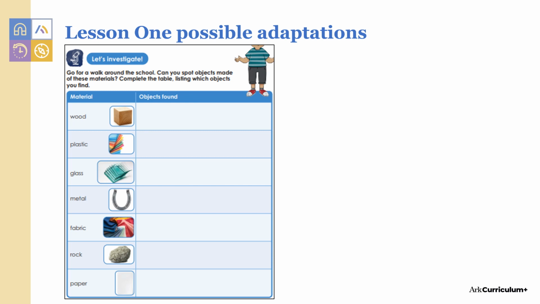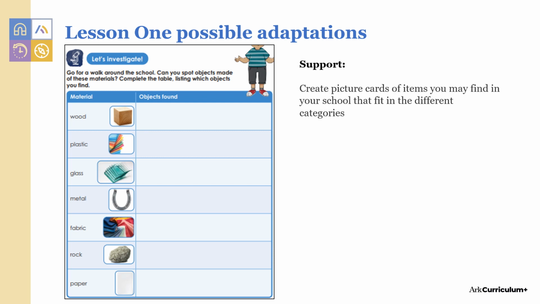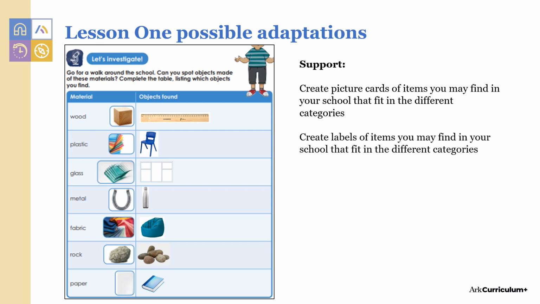In Lesson 1, pupils need to go for a walk around the school and spot objects made from each of the materials. They then complete the table listing which objects they find. You can support pupils this way by creating picture cards of items you may find in schools that fit different categories. You may wish to make it a little bit harder by creating labels instead of items you may find in school that fit the different categories.